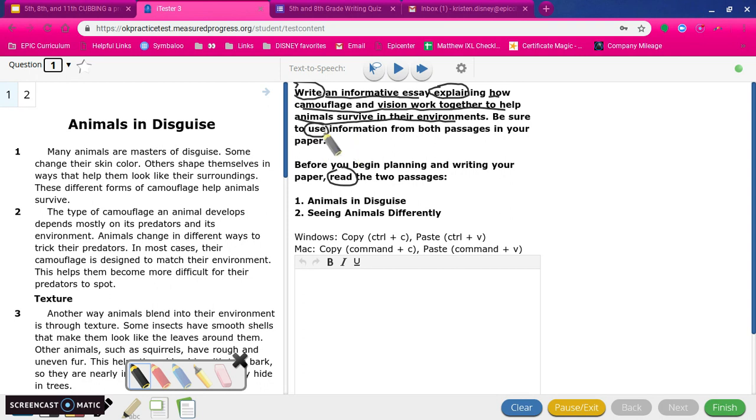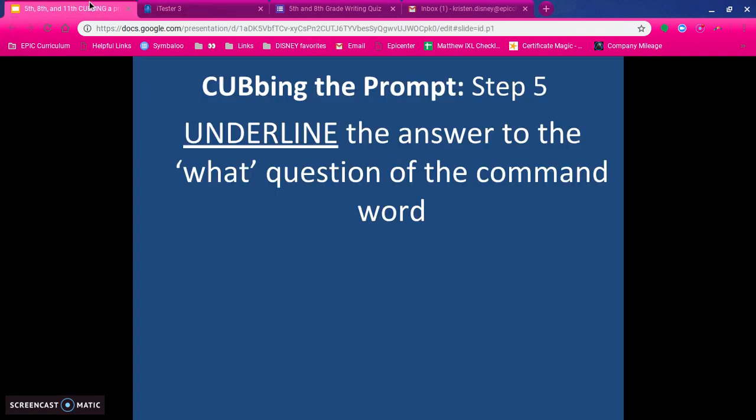Be sure to use. Use what? What am I supposed to use? Oh, information from both passages in your paper. Before you begin planning and writing your paper, we're going to read. Read what? The 2 passages. That's what we're supposed to read. 2 passages. Okay, so our bossy words have been circled. Our answer to the what questions about those bossy words have been underlined.